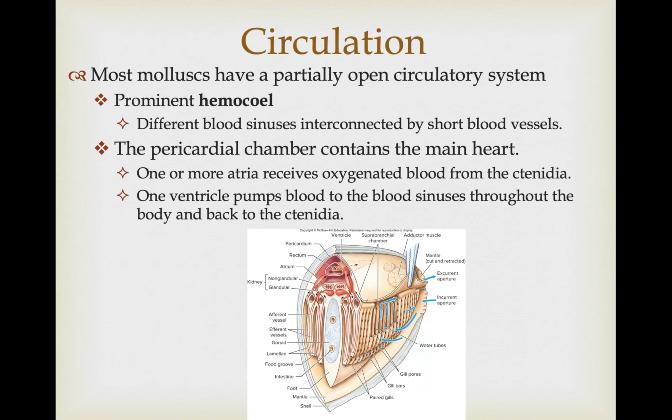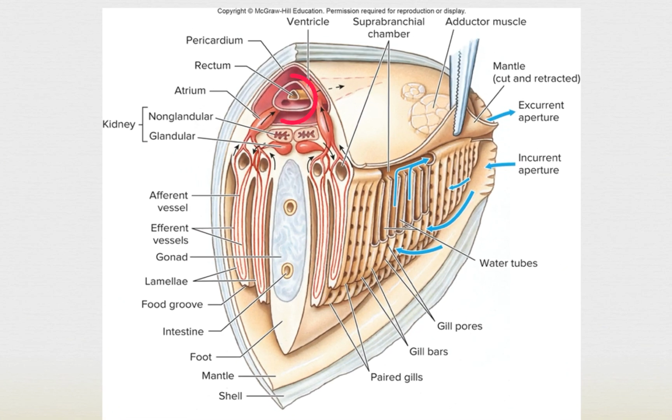Most mollusks have a partially open circulatory system, and this means they have a prominent blood cavity called the hemocoel, with different blood sinuses that are interconnected by short blood vessels that provide a little bit of closure to the system. The blood moves through the body through a heart. In some cases there are additional hearts as well, but usually there's one main heart that's found in a pericardial chamber. The atria receive oxygenated blood from the ctenidia, and there are usually vessels that are associated with the ctenidia that are taking in oxygenated blood and bringing it to the heart.